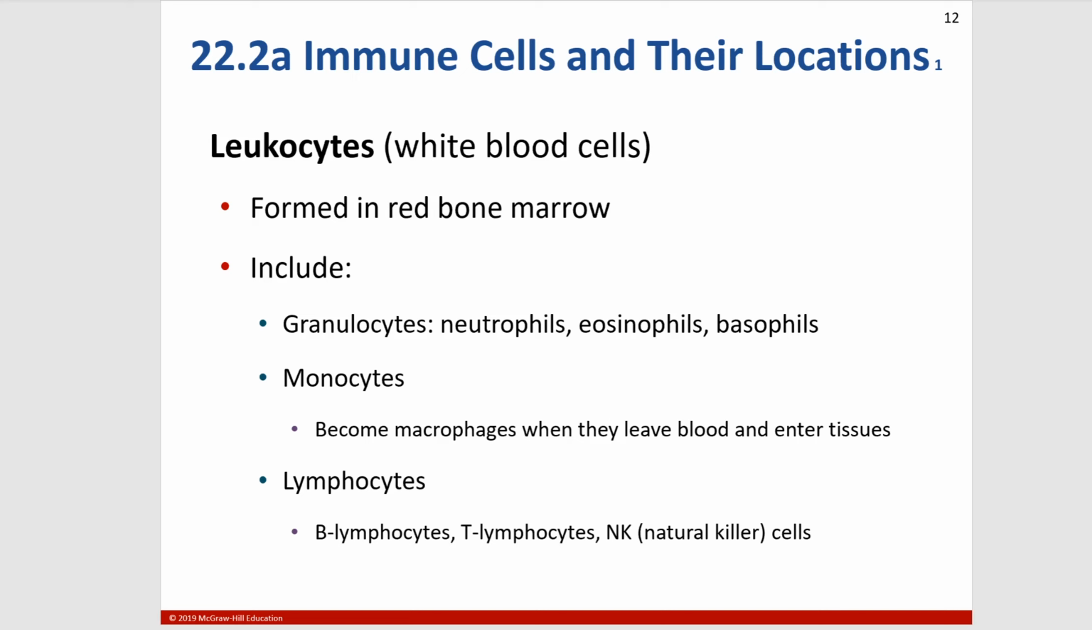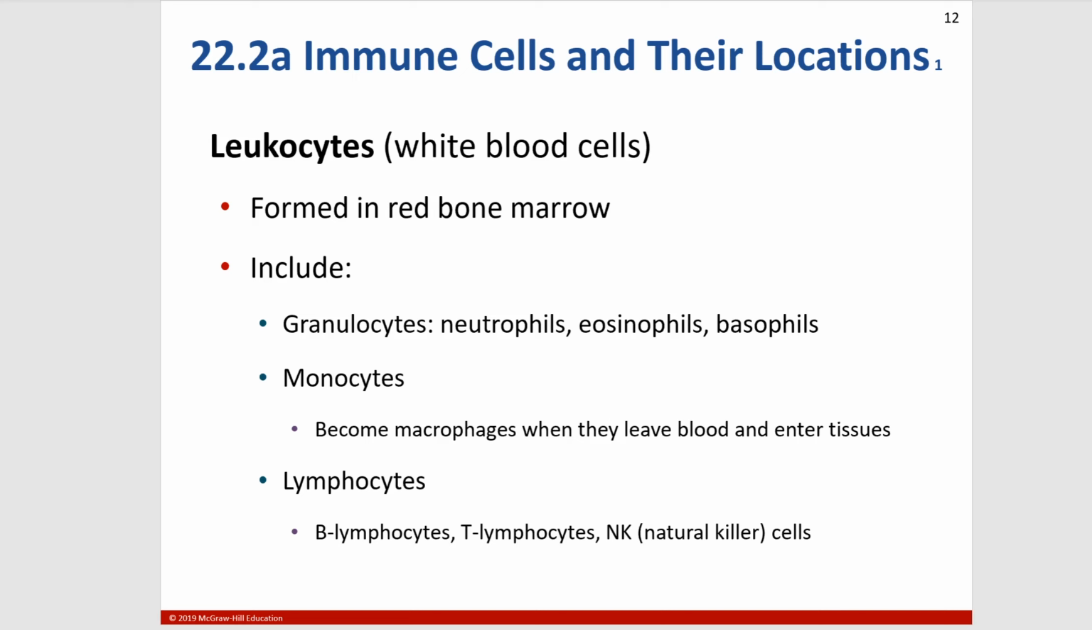So here, as we're looking at immune cells, we are looking at leukocytes. Remember, we learned about those when we learned about the blood. They come from the red bone marrow. They include the granulocytes, which are the neutrophils, eosinophils, and basophils. They're called that because when you look at them when they're dyed, they show little granules of substance in them.